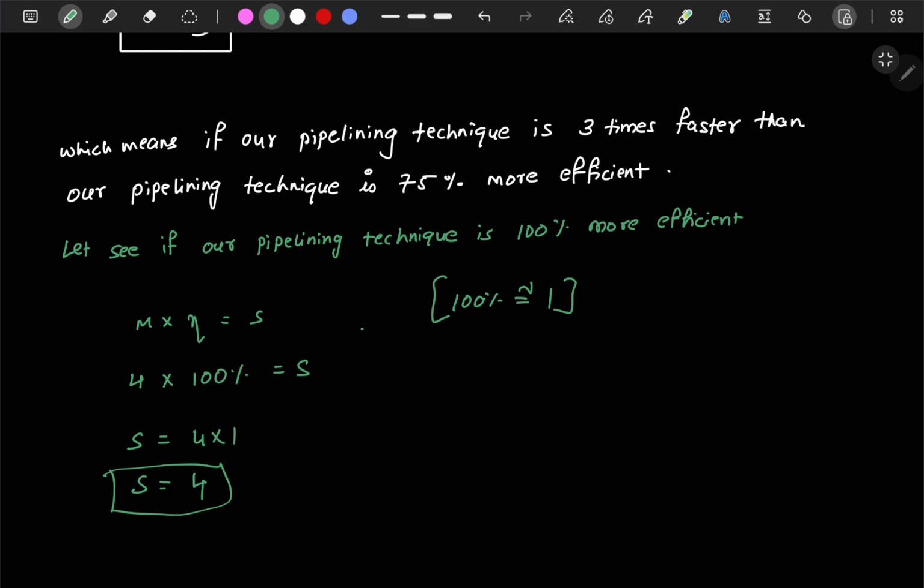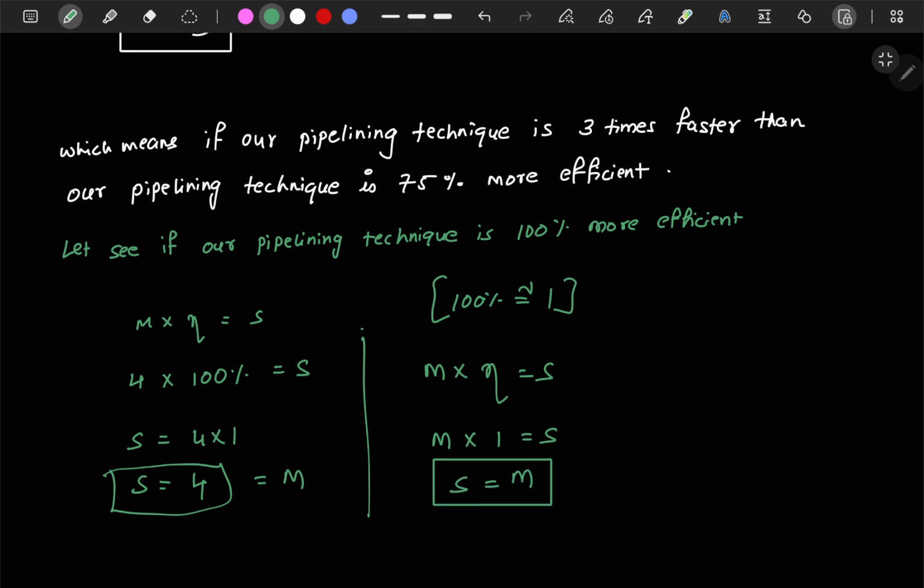And 4 is the number of stages we have, which is equivalent to M. So we can clearly see M into efficiency is equal to S. If I make efficiency 1, then S equal to M. So speed up is equivalent to M. What is M? Number of stages. Here we also got S equal to 4, and 4 is the number of stages we have. So the relation we got is S is equivalent to M.